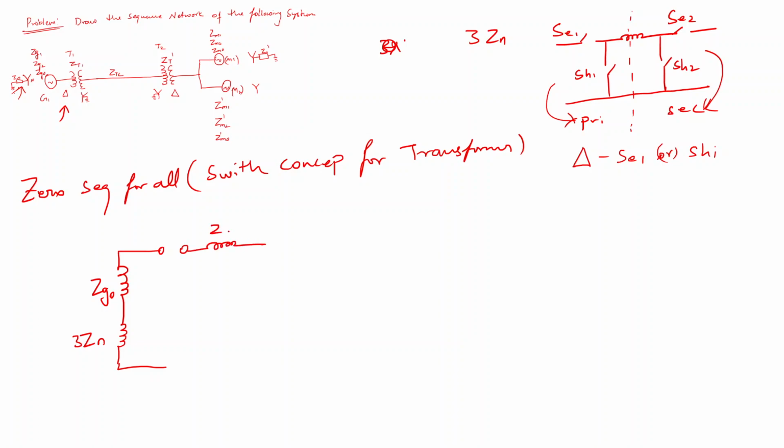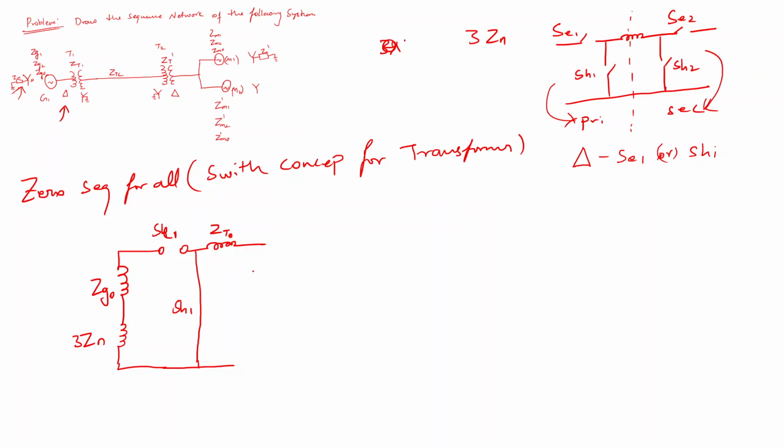This is ZT0, and here SH1 is closed. Correct or not? So this is SH1 and this is SH2. I don't want to mention SE1 or SH1 every time. Just think about the logic and you can draw the network straight away.